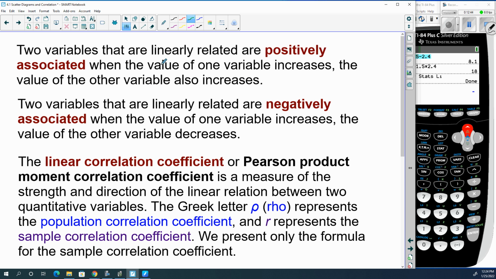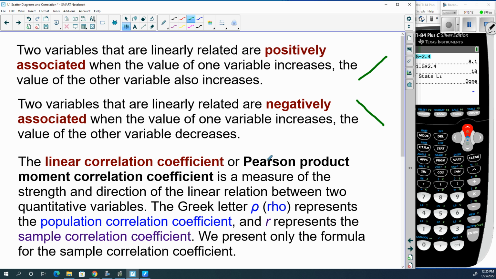Two variables that are linearly related, meaning you can make a straight line, are positively associated if the scatter dots seem to be heading in an upward direction. When the value of one variable increases, the value of the other also increases. They're said to be negatively associated if when one increases, the other decreases. So the dots seem to be going downward.